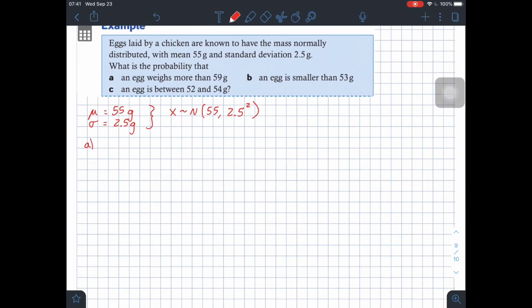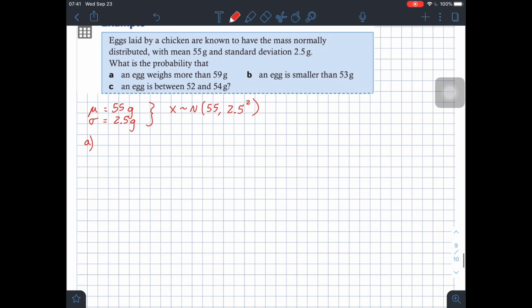So for part A, we want the X to weigh more than 59 grams. I think we don't need to do the sketch anymore. I think you can already interpret this. But if I do it quickly here, we'll have 55 in the middle and 59 would be a value here to the right. And we're looking for this area over here, the one that weighs more than 59 grams. So that's exactly what we're going to do. Our lower boundary would be 59 and the upper boundary would be positive infinity. Okay? So we already know what to do here.